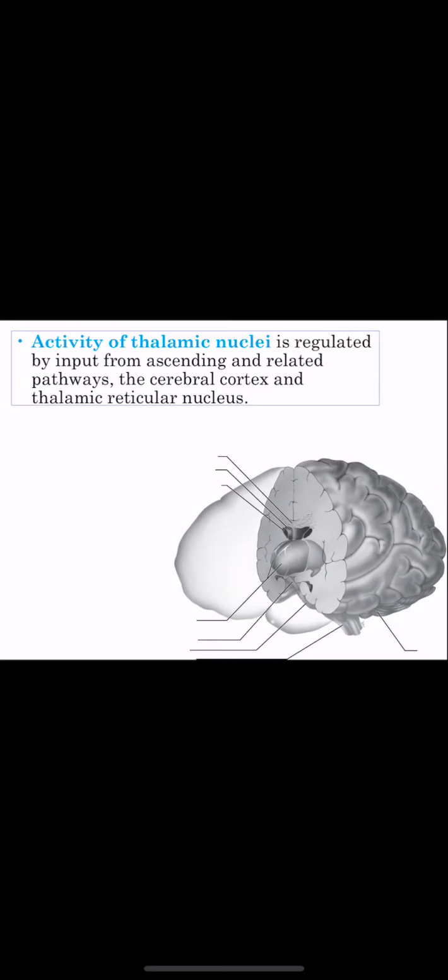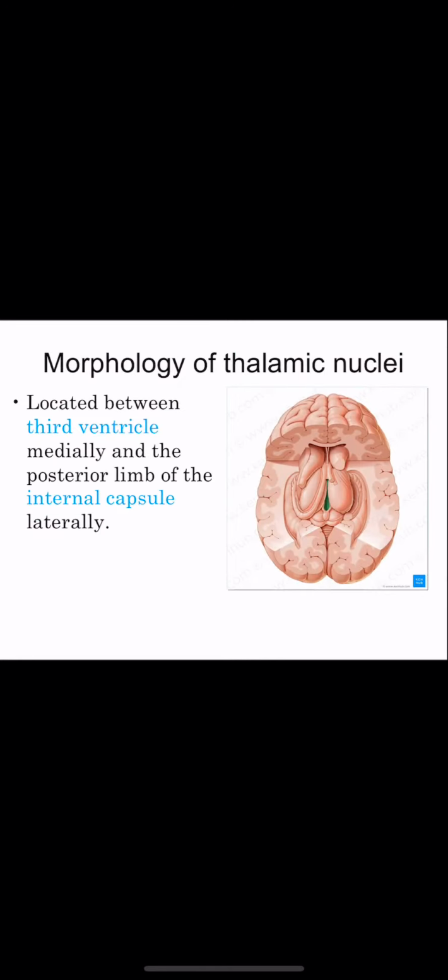The activity of the thalamic nuclei is regulated by the input that comes from the ascending pathways like the spinothalamic tract and so on. So this is the main basis for understanding the function of the thalamus, and we will come to the function of the thalamus after some slides.